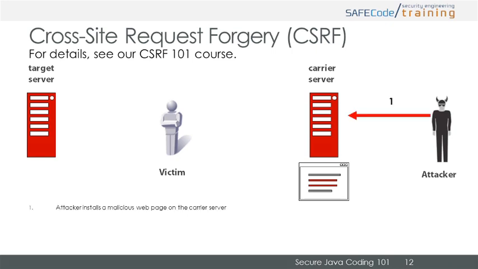First, the attacker must place some HTML on a carrier server. This can be a server he controls or some other server that allows the modification of its contents, such as a wiki or a bulletin board.